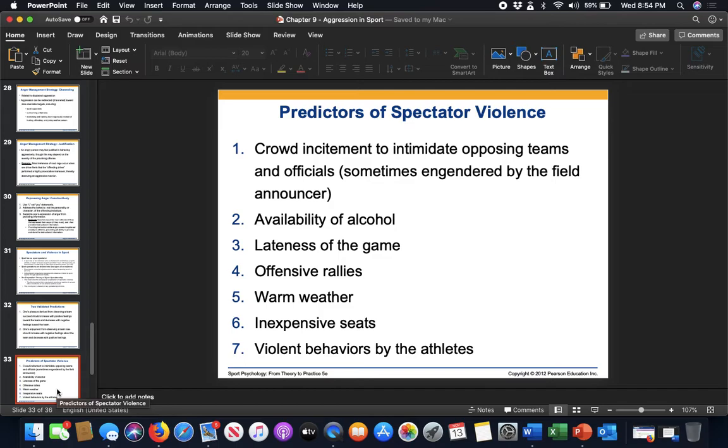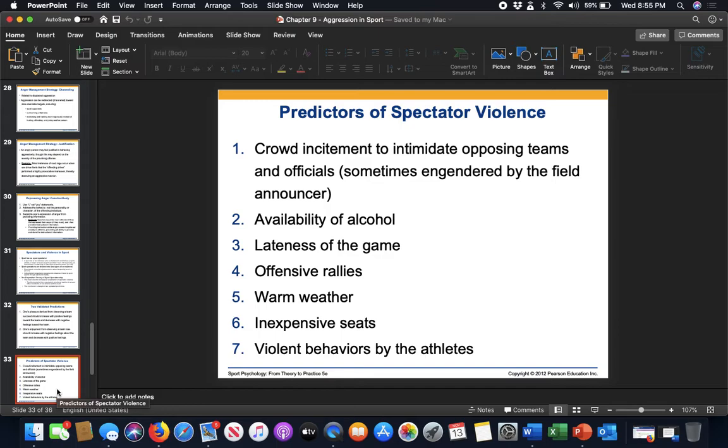The availability of alcohol. For the most part, there is a cutoff point after which alcohol can no longer be purchased at a game. The later the game, the more tired people get, the more frustrated people get, the worse it can be for the violent component. The offensive rallies: if you have a team that's coming from behind and all of a sudden they come back, well then the other people are going to be offended and things can happen. Warm weather, heat makes people insane.